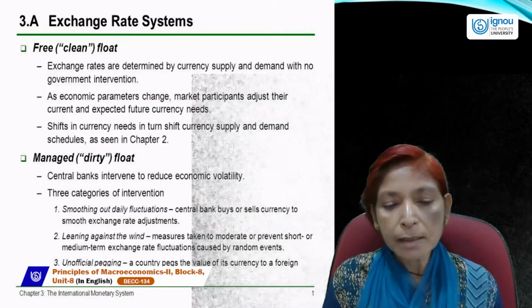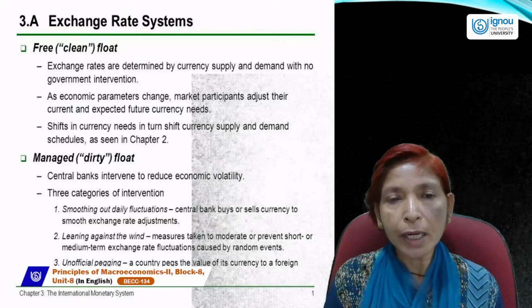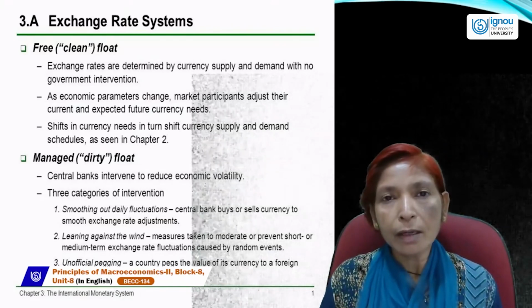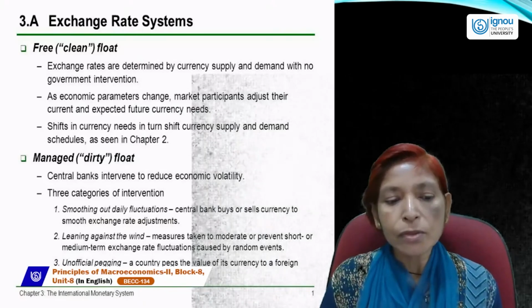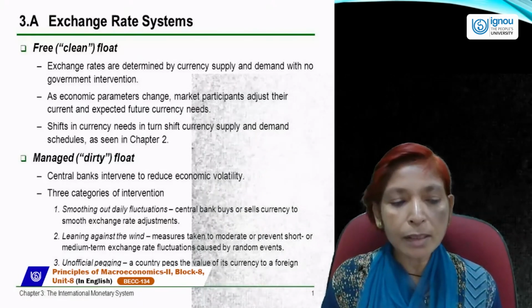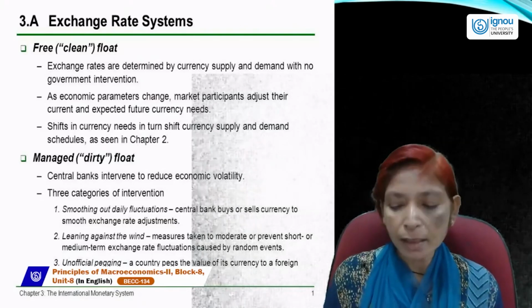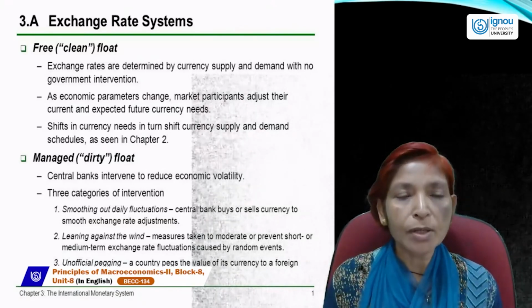A country pegs, this word is taken from drunkards. You know, drunkards drink a quantity which they measure, the drink is called a peg. So a country pegs the value of its currency to a foreign currency to protect the value of its exports. So this is the exchange rate regime or system.